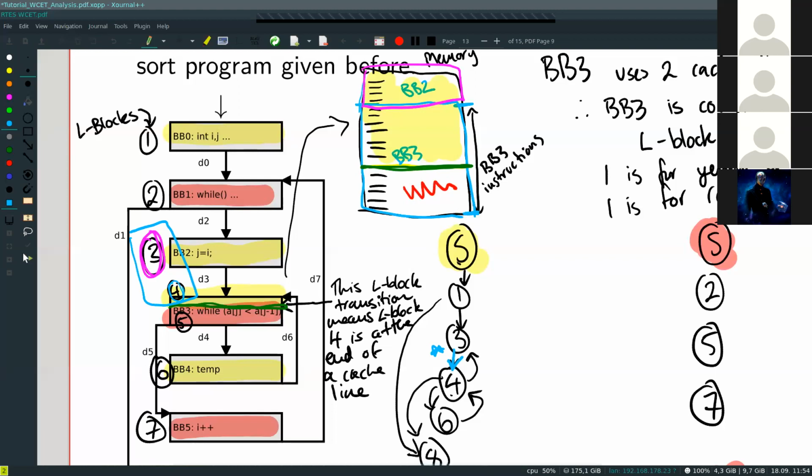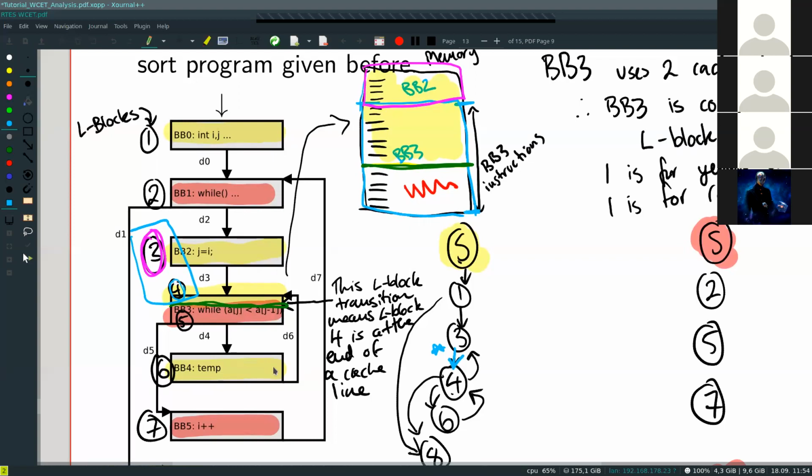And why we don't get a potential hit between 5 and 7 is because we have some yellow code between them, which means that in memory, if we take orange, this would potentially sit here somewhere. And then if we take dark blue, this would sit here because they're in memory. And so we can't potentially have them in the same cache line. And so there's no hit there.